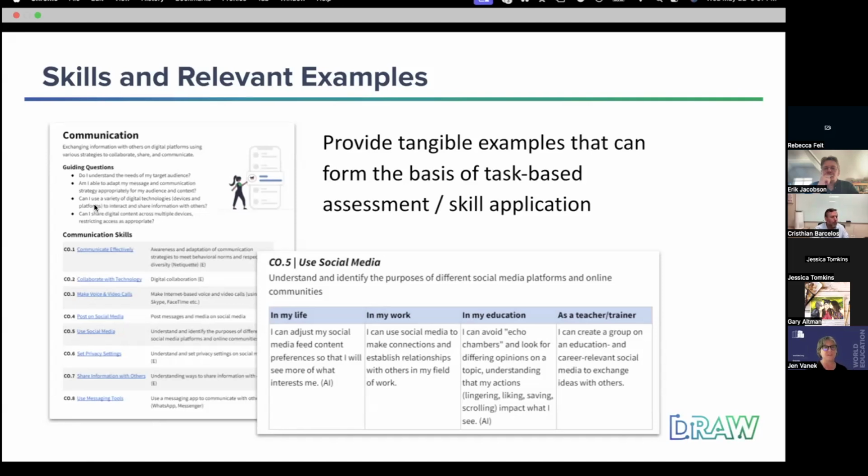Then within each of these, there are sub communication skills. So communicate effectively, there's a definition, collaborate, make voice and video calls. For each of these competencies, which we have numbered, we have I can statements to really bring this alive and show the relevance across the different areas where learners might draw on these skills. So for example, in my life, I can adjust my social media feed content preferences so I will see more of what interests me. This is for this social media one right here.